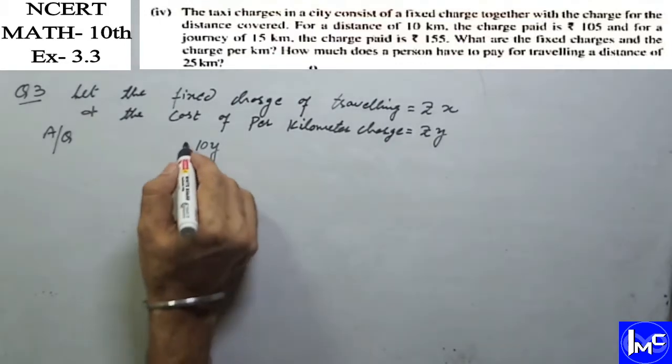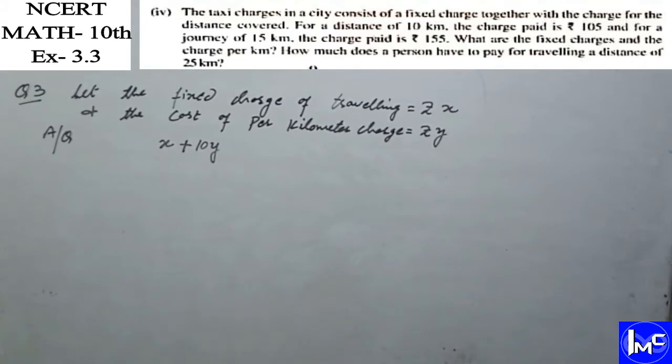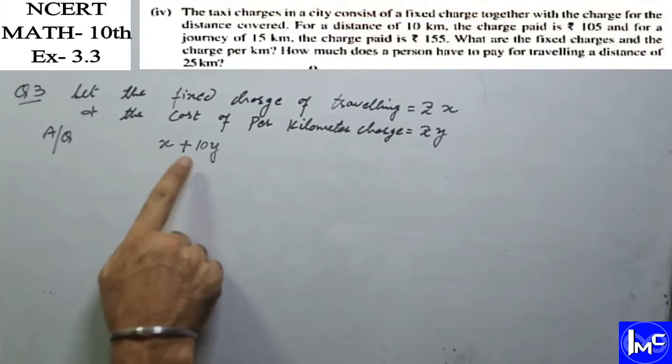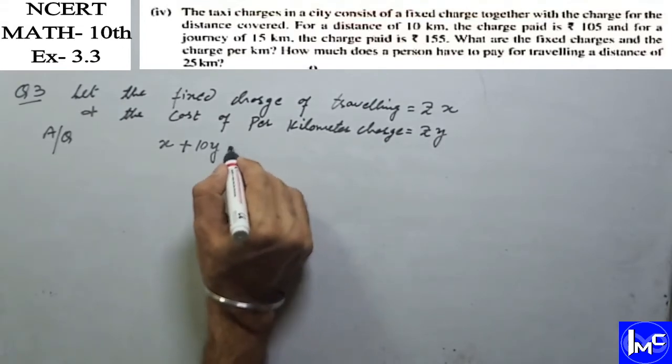And the fixed charges are fixed, that will be added in every charge, whether we cover a distance of 1 kilometer or more than 1 kilometer. These are fixed charges, and the total cost of these two charges will be rupees 105.